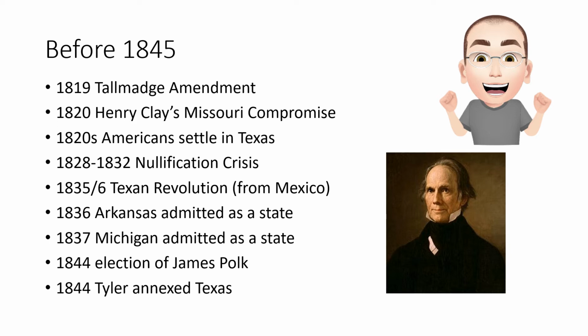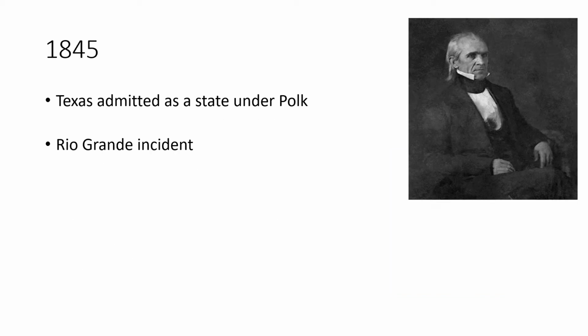There are some states that are admitted in this period that you need to know about. So we've got Arkansas in 36 and Michigan in 37. We've got the election of Polk in 1844, and we've got Tyler annexing Texas just before James Polk is inaugurated as president. From here on in, each year is going to be a slide.